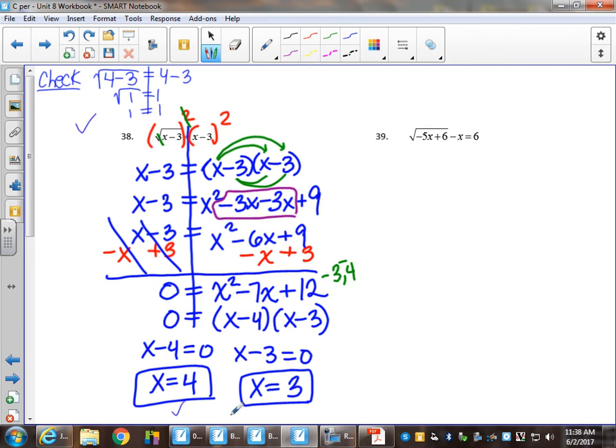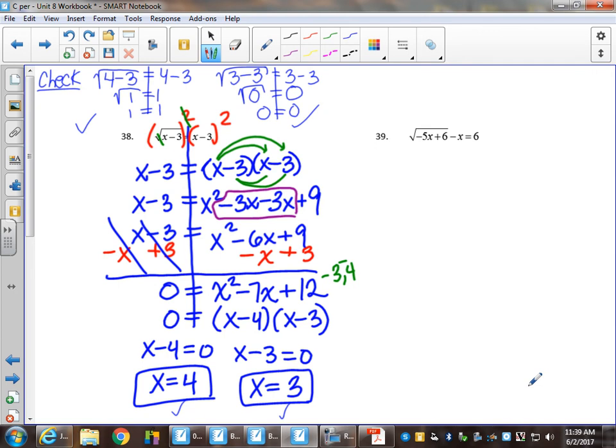This one checked out. Now let's check out x equals 3. So what do I write for that check? Square root of 3 minus 3 equals 3 minus 3. Under the radical, what is 3 minus 3? 0. Okay. On the right side, what's 3 minus 3? 0. What is the square root of 0? 0. 0 equals 0? True. Both answers checked out.